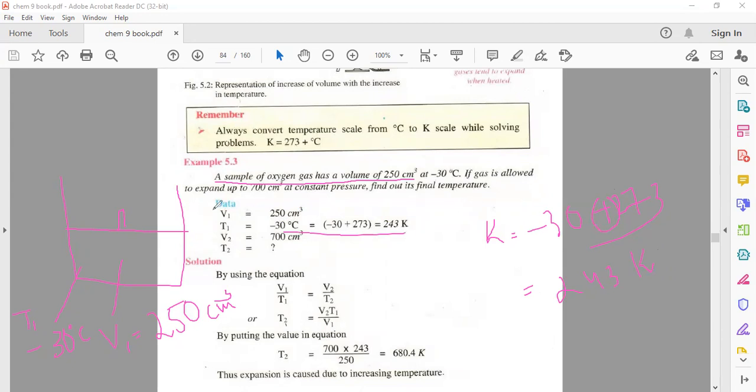If the gas is allowed to expand to 500 centimeter cube at constant pressure, because we know in our Charles' law the pressure which is applied is constant. So they are saying volume is increased. So the new volume is now, for example, 700 centimeter cube. Now the piston is moved here. Find out its final temperature. You have to calculate the final temperature.